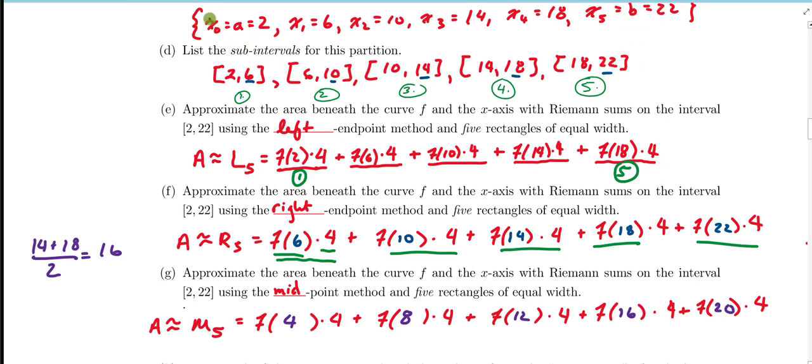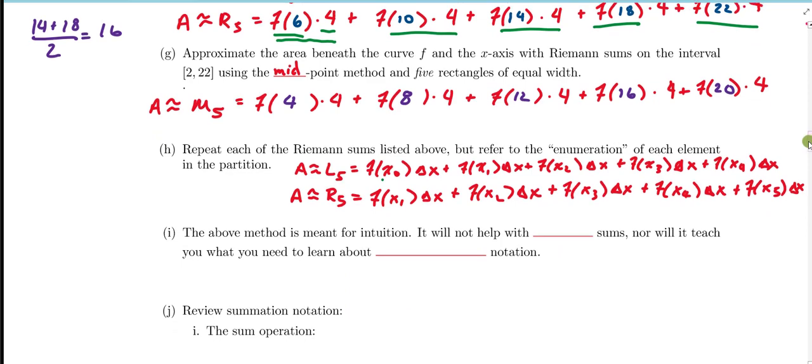Notice nowhere did I ever use my x of 0 because that never showed up. That was never the right endpoint of one of my intervals. And so that's why this Riemann sum starts at x of 0 because it's taking the left endpoint of the very first interval, whereas this Riemann sum starts at x of 1 because it's taking the right endpoint of that very first interval.